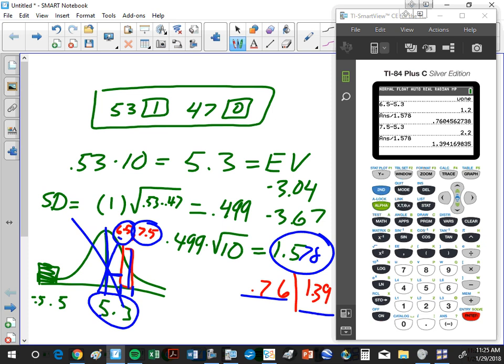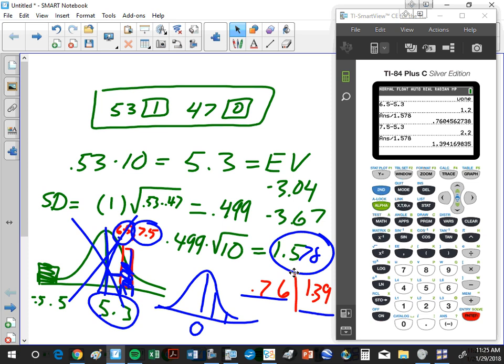So I'm going to scrap this curve, and I'm going to graph the normal curve from 0, and I'm going to find the area between 0.76 and 1.39. And that will be the same area as this.